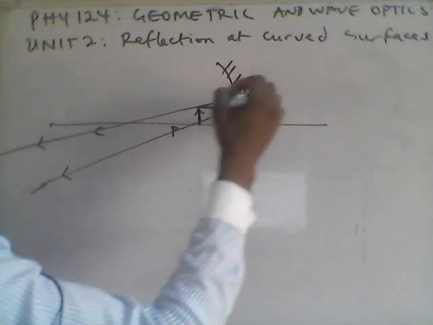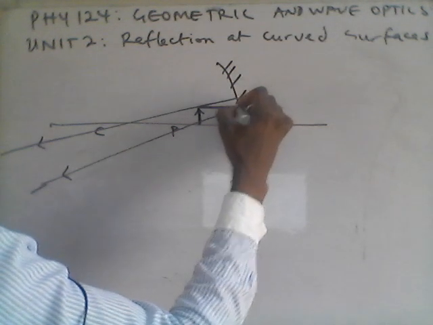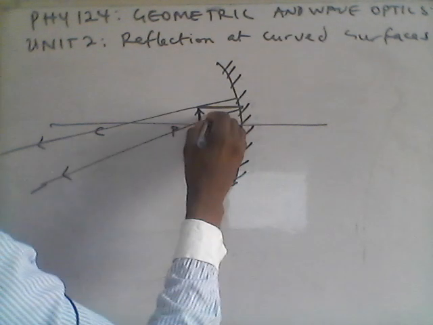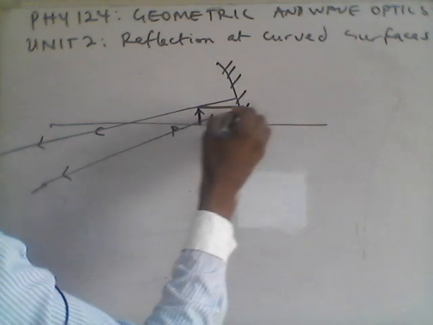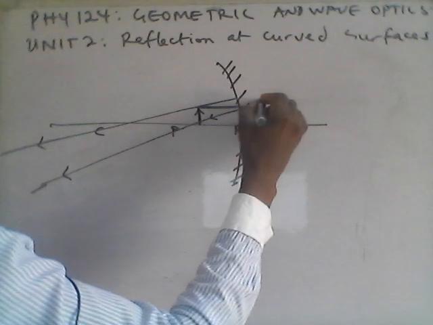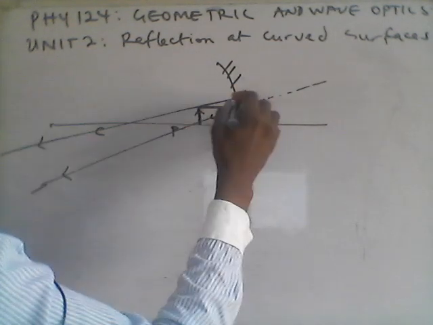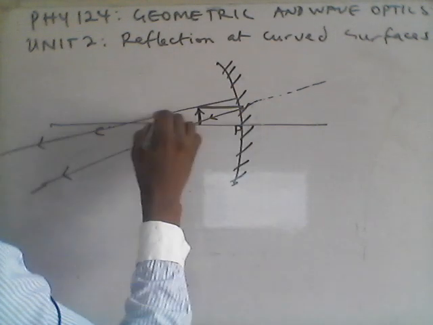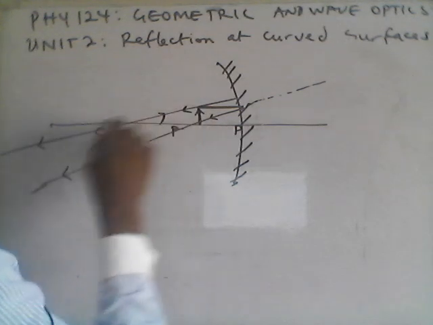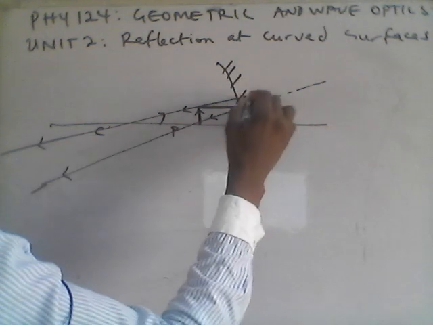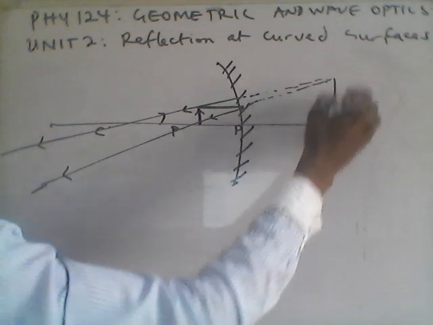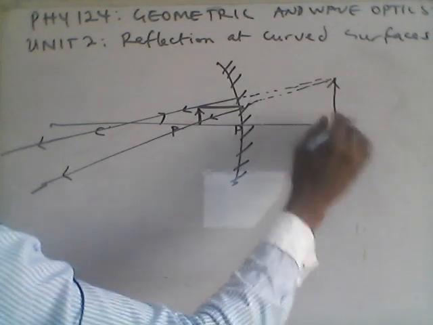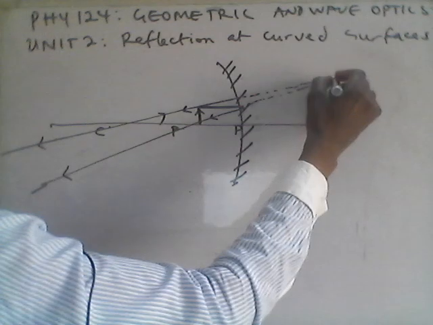But something happens if you extend this ray, the one reflected through the focus F, backwards to the back of the mirror, and extend the one reflected through the center of curvature. They will meet at a point virtually, and when they meet at this point, they form a virtual image behind the mirror for the first time.